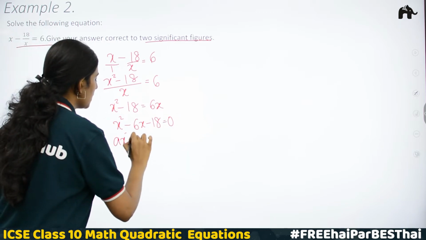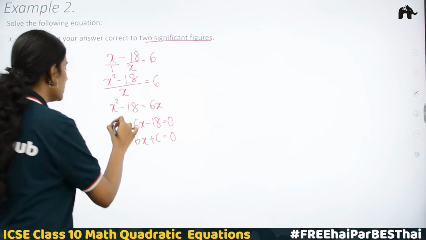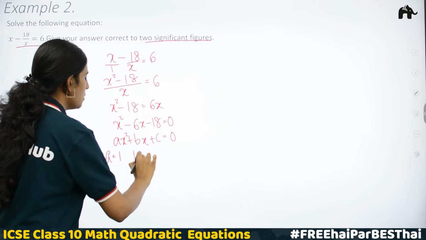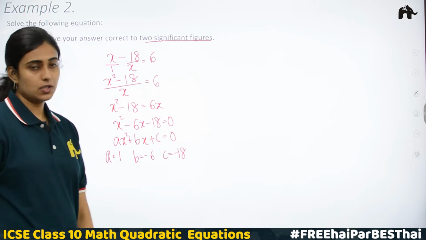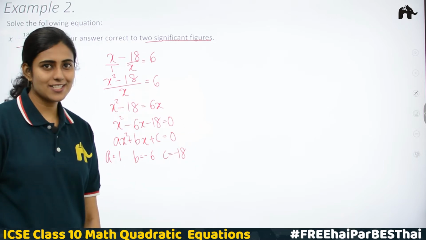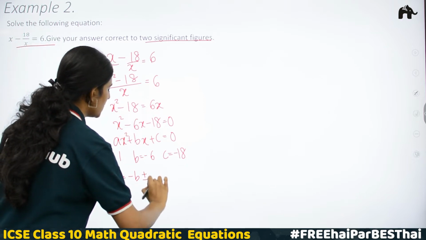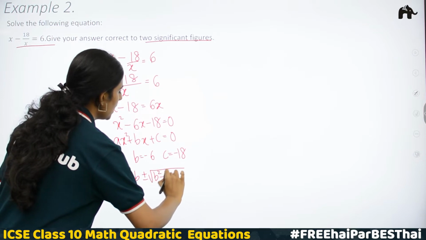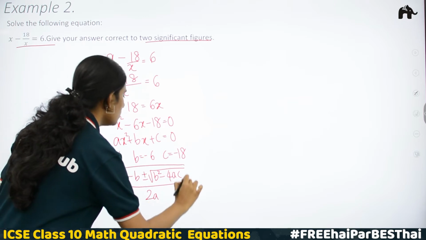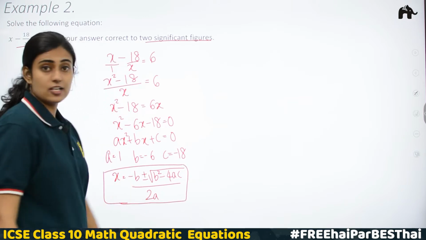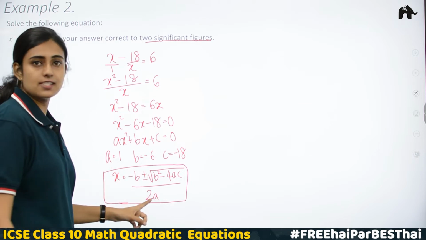ax² + bx + c = 0. What is a? Here a is equal to 1, b is equal to −6 and c is equal to −18. Now, what is the quadratic formula? x is equal to −b ± √(b² − 4ac) divided by 2a. We just need to substitute the values of a, b, c here. You should remember to write this formula because it carries points.